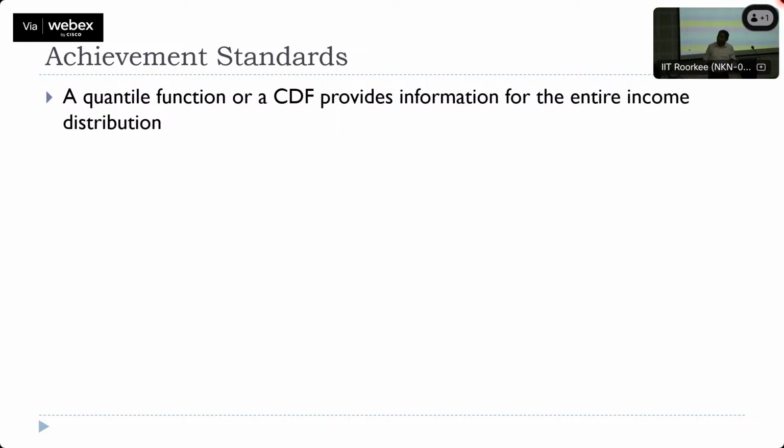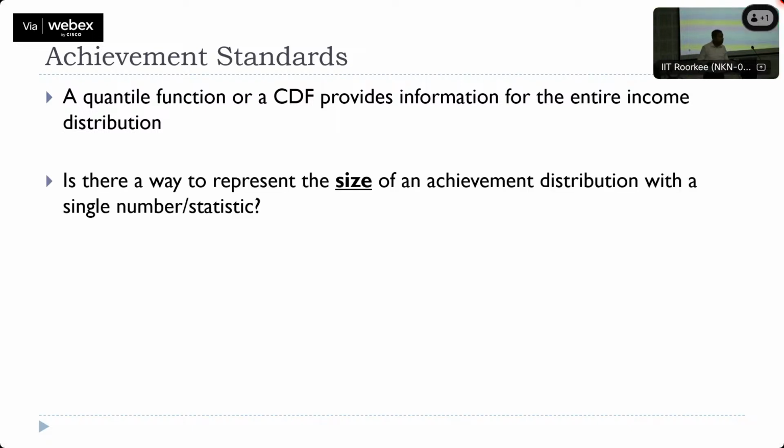So a quantile function or CDF, as we said, gives us information on the entire achievement distribution. How do we represent the size of the achievement of the distribution? We may require some statistics. And you know what is the most common statistic people use? You all hear about growth, right? Economic growth. What is growth?